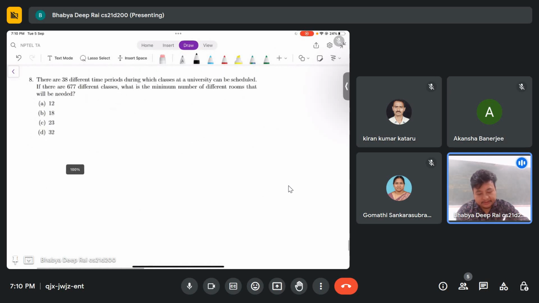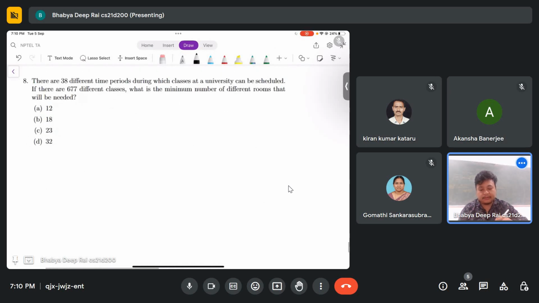So yeah, this question, could you take a look here? Maybe you can even answer it. The idea is that once you know what the pigeon and pigeonholes are, then you can do it. Okay. The question is saying there are 38 different time periods during which classes at a university can be scheduled. If there are 677 different classes, what is the minimum number of different rooms that will be needed?